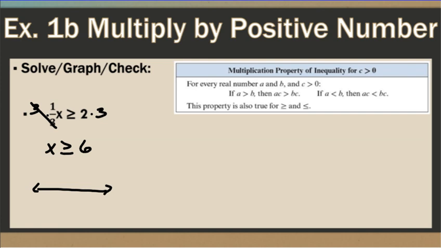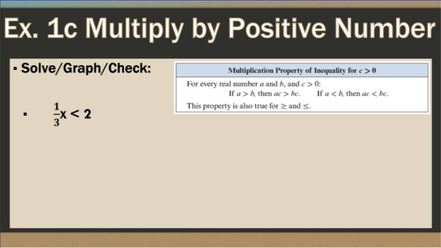Draw my number line. I have my 6 down, it has the equal to sign, so I know it's a filled in circle. Greater than means it goes to the right. Check my answer. A number greater than 6, I'll choose 9. 9 times 1/3 has to be greater than or equal to 2. 9 times 1/3 is 3. 3 is greater than or equal to 2, so x is greater than or equal to 6.